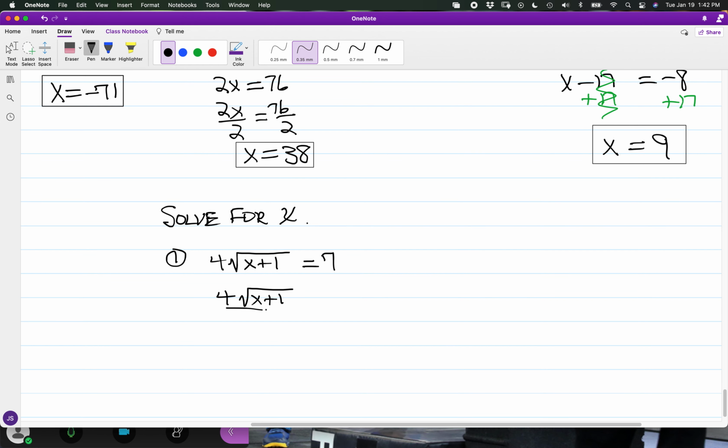If I square both sides, I have the square root of x plus 1 squared, so this will leave us with x plus 1. Now for 7/4 quantity squared, 7 squared is 49, and 4 squared is 16. So you have x equal to 49/16 minus 1. Again, just a little reminder, we have 49/16 minus 1.